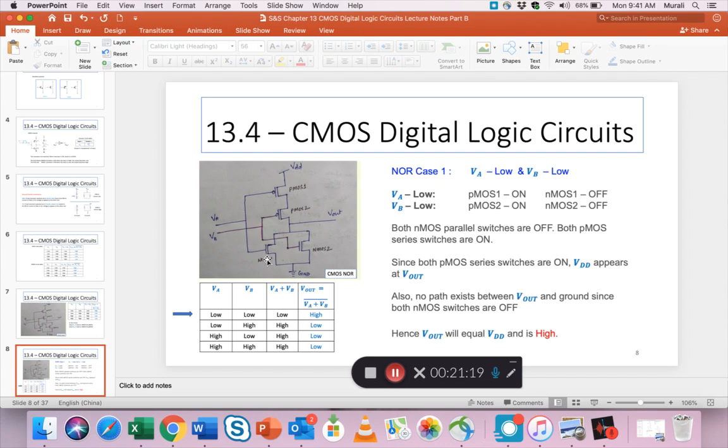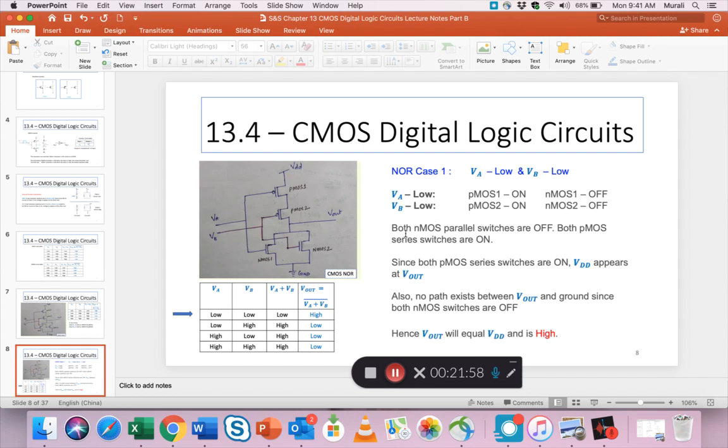Similarly, a low on the NMOS 1 turns it off. So because of VA being low, PMOS 1 is on and NMOS 1 is off. Similarly, VB is low, right? What does that do? Same thing. PMOS 2 turns on because PMOS likes a low input on its gate. NMOS 2 doesn't like a low input, so it turns itself off. So this is what happens because of VA and VB being low.